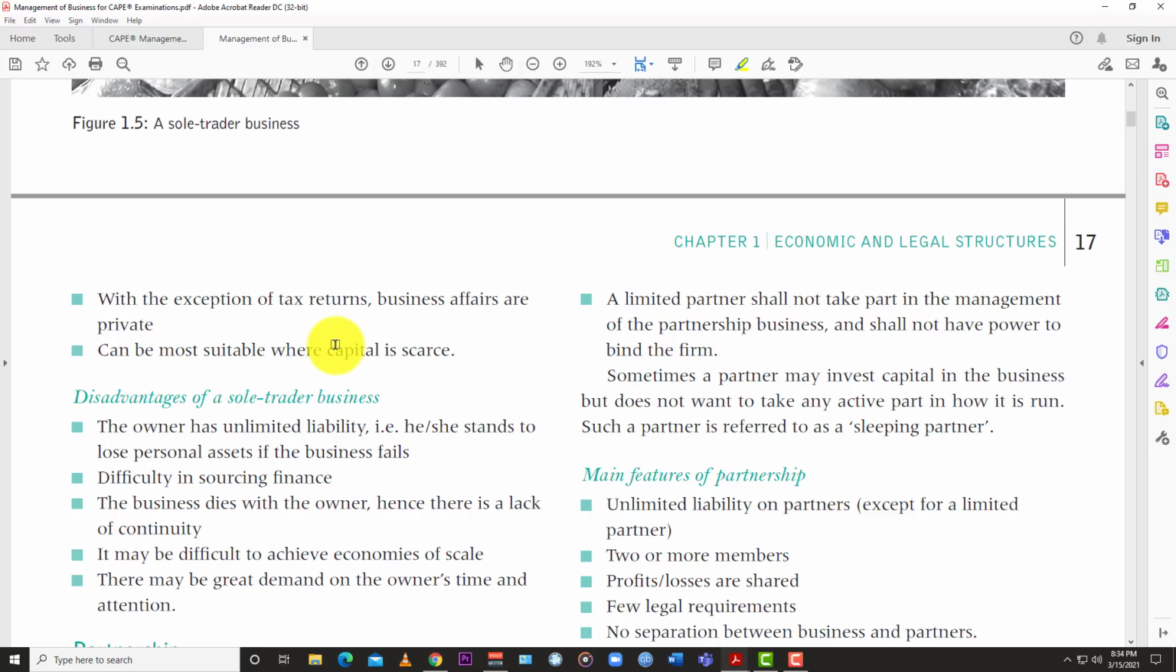Can be most suitable where capital is scarce. So when money is an issue, raising money is an issue, then going sole proprietor, sole trader might be the best thing to do. It's the easier angle to take because it requires less capital.